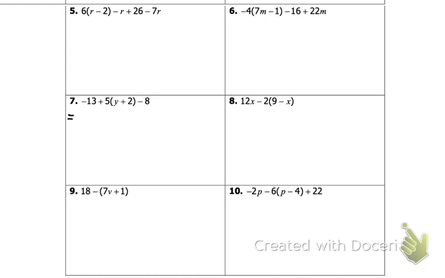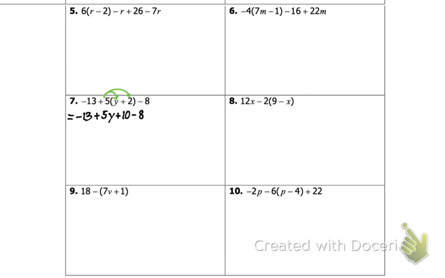Okay, on number 7, you're going to start out by just keeping the negative 13. That has nothing to do with the parentheses, so we keep it alone. Now, we're going to take this positive 5 and distribute it to both the y and the 2. 5 times y will give me a positive 5y. 5 times the 2 is going to give me a positive 10. Minus 8. So notice we just need to be careful organizing things.